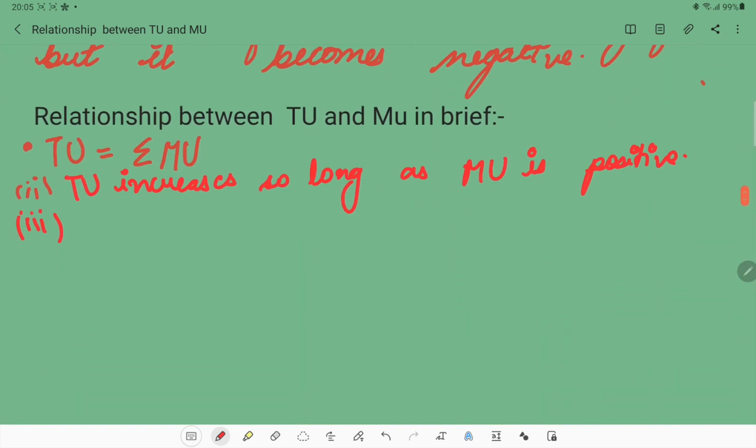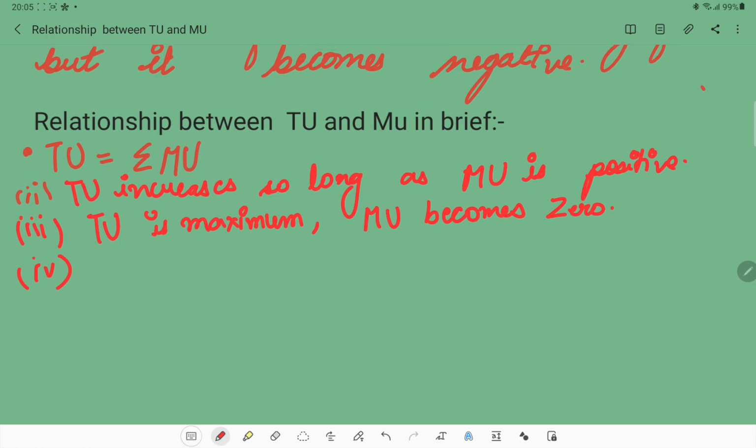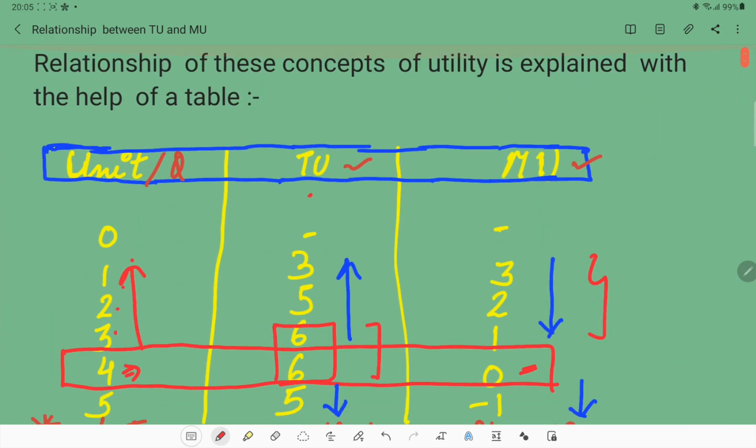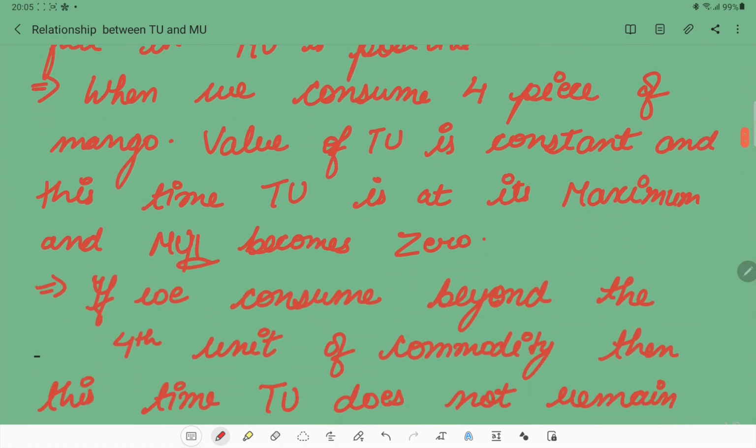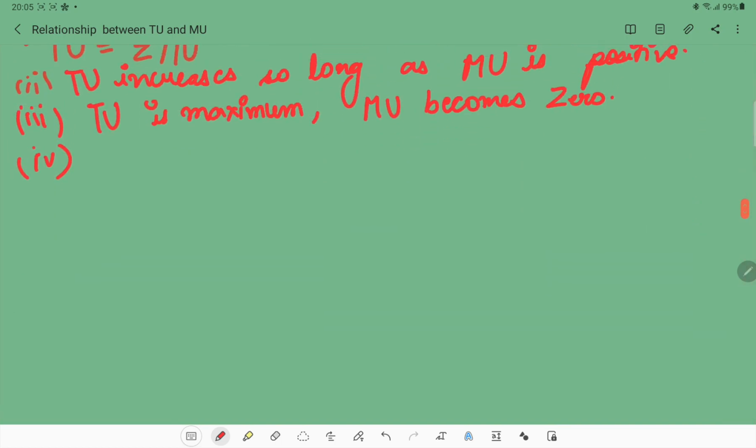Now the third thing is that when TU is maximum, MU becomes 0. Now the fourth thing that we are going to see: at the fourth unit of commodity, TU is at its maximum, MU becomes 0.